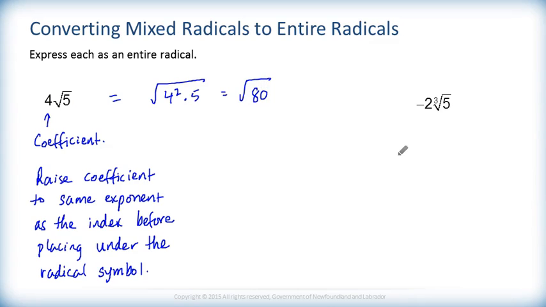In the next one, the coefficient is -2. So we raise the -2 to the 3 because that's the index, times 5. And we have -8 times 5, which gives us the cube root of -40.